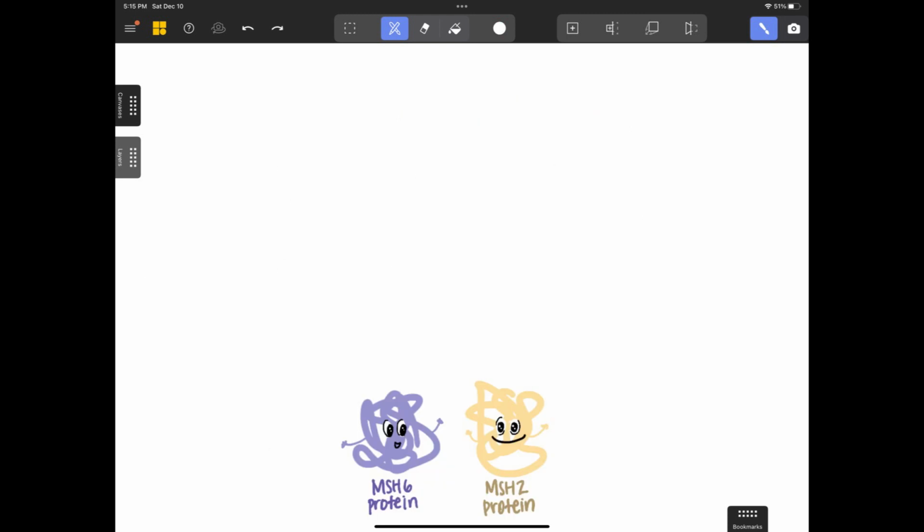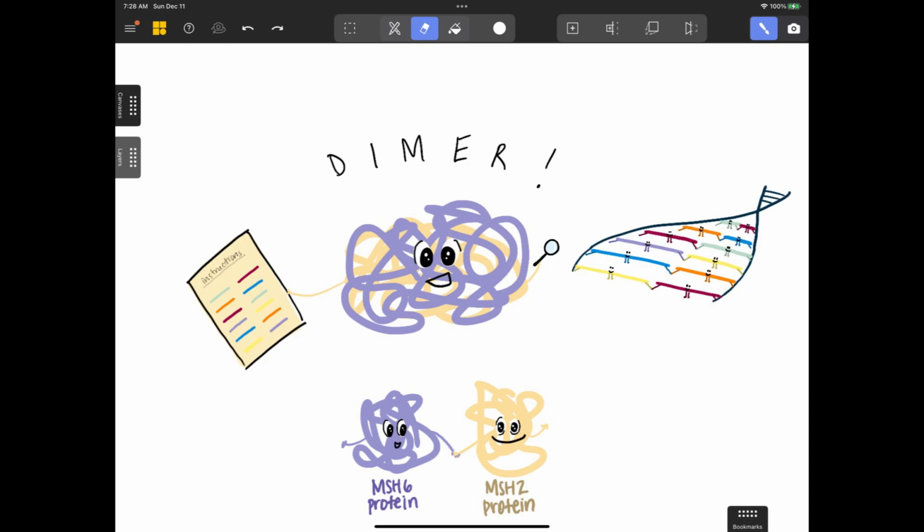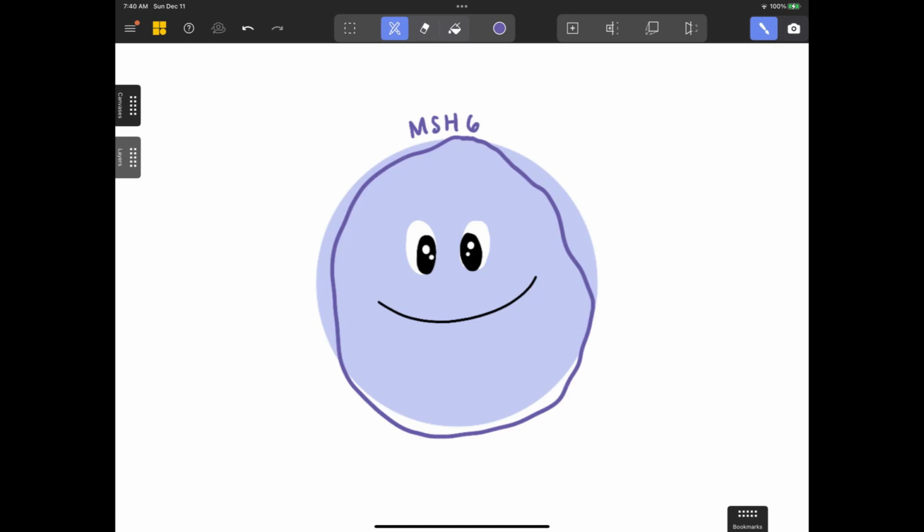Now, the MSH6 protein joins with another protein called MSH2 to form a dimer. No, not the coin, a dimer. A 2-protein complex that identifies locations on the DNA where errors have been made during replication, thus preventing the division of abnormal cells. But what happens when the MSH6 genes become mutated?